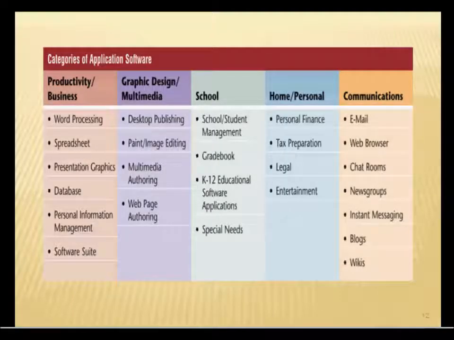So here are the basic categories of application software. You have your productivity and business tools, and that's word processing, spreadsheets, databases, personal information management like task lists and calendars. You have your presentation graphics, or presentation software like PowerPoint.